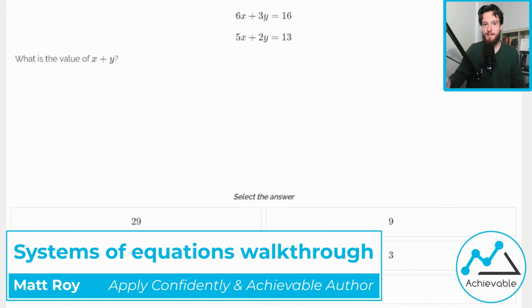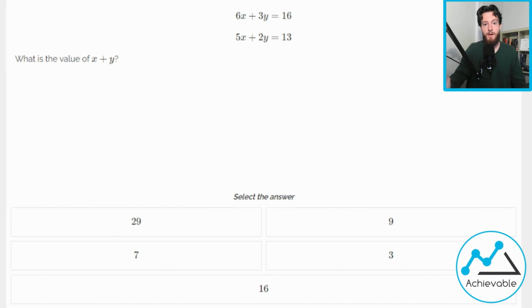This next problem is an algebra problem, and more specifically, we can call it a systems of equations problem. In systems of equation problems, we have multiple variables and multiple equations. Generally, they ask for the value of one of the two variables, or they ask for the value of an expression. Like in this problem, they actually ask for the value of x plus y.